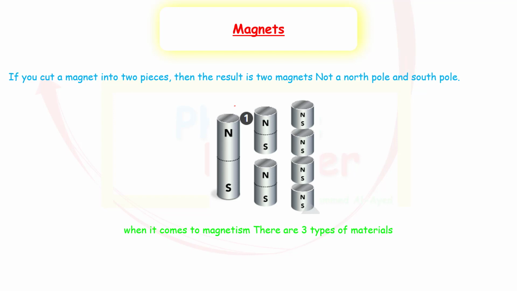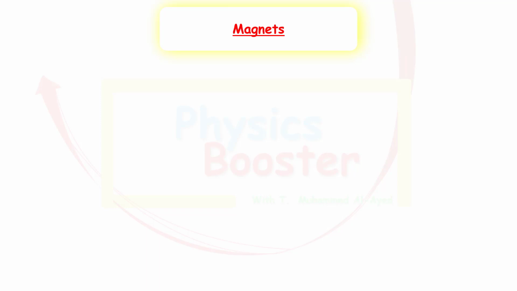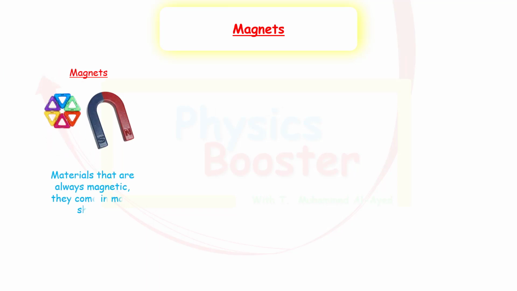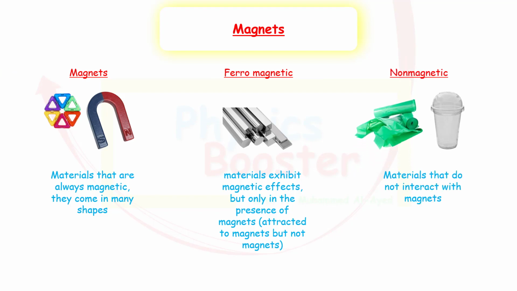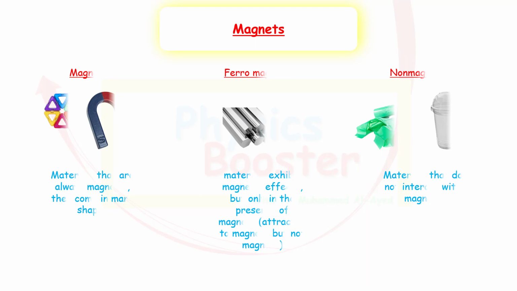Now, when it comes to magnetism, there are three types of materials. The first type is the magnets themselves, materials that are always magnetic, and they come in many shapes. There's the bar magnet, there's the horseshoe magnet, etc. Second, we have ferromagnetic materials. Ferromagnetic materials exhibit magnetic effects, but only in the presence of magnets. So they can be attracted to magnets, but they are not magnets. And finally, there are non-magnetic materials. These materials are not affected by magnets and they do not interact with magnets.